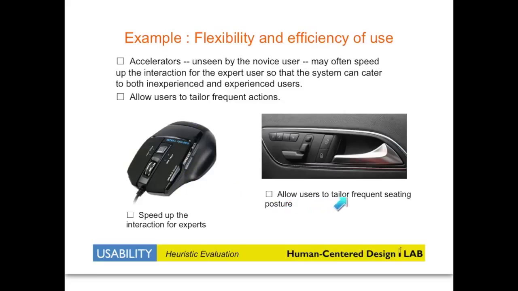And allow the user to tailor frequent settings, like posture. For example, if you have a car seat with automatic posture adjustment, they have presets and you can lock the posture that you want, like number 1, 2, 3, and then when you press it, it's going to be in the position that you already set. So it allows the user to tailor what is the frequent action.